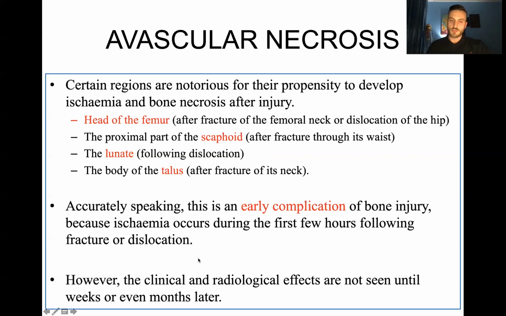Also scaphoid fracture, because the blood comes from distal to proximal, retrograde. The lunate and the talus, because they are covered by a lot of articular surface, so there is not much blood supply. Usually vessels cannot cross articular surface. That's why the lunate and talus might have avascular necrosis.